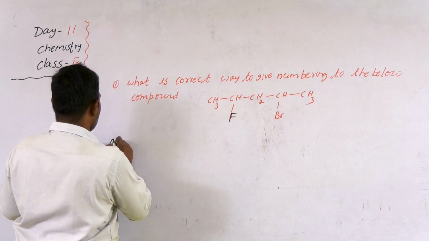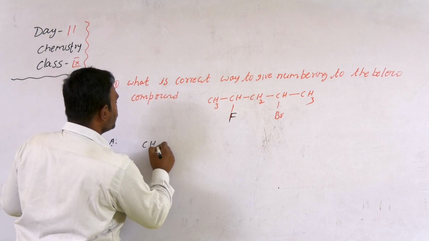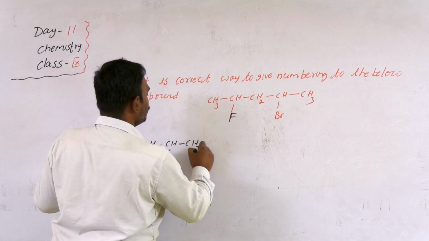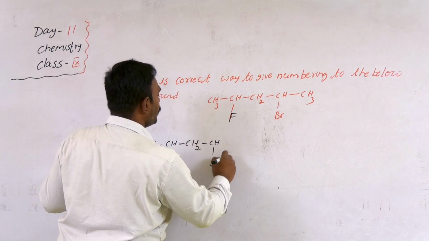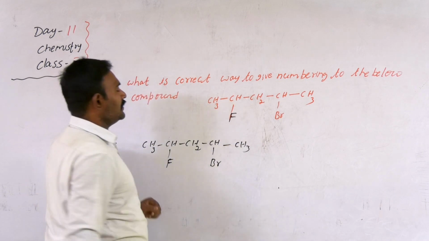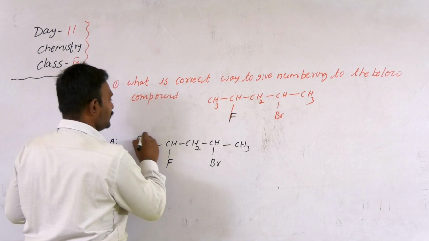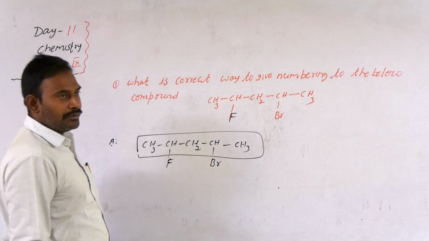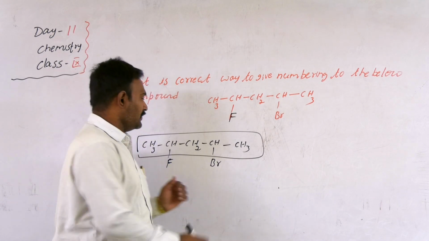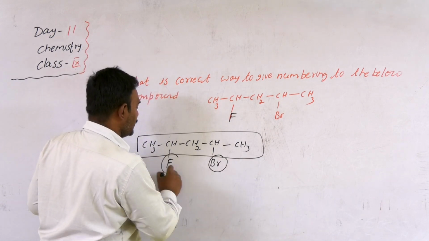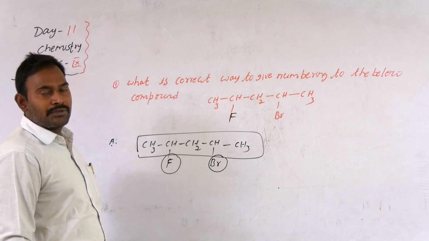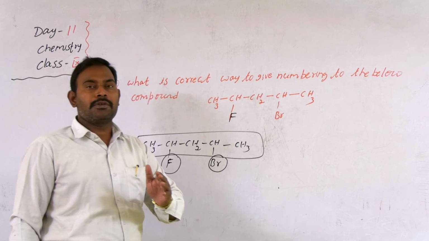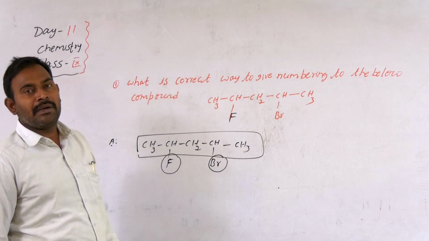See here, I am writing the compound again. CH3, CH, fluorine, CH2, CH, bromine, CH3. So here our longest possible chain is this one. Next, we have to give the numbering. These two are known as the substituents. Two different substituents are present. Then we have to allot the numbering to the substituents based on the alphabetical order.